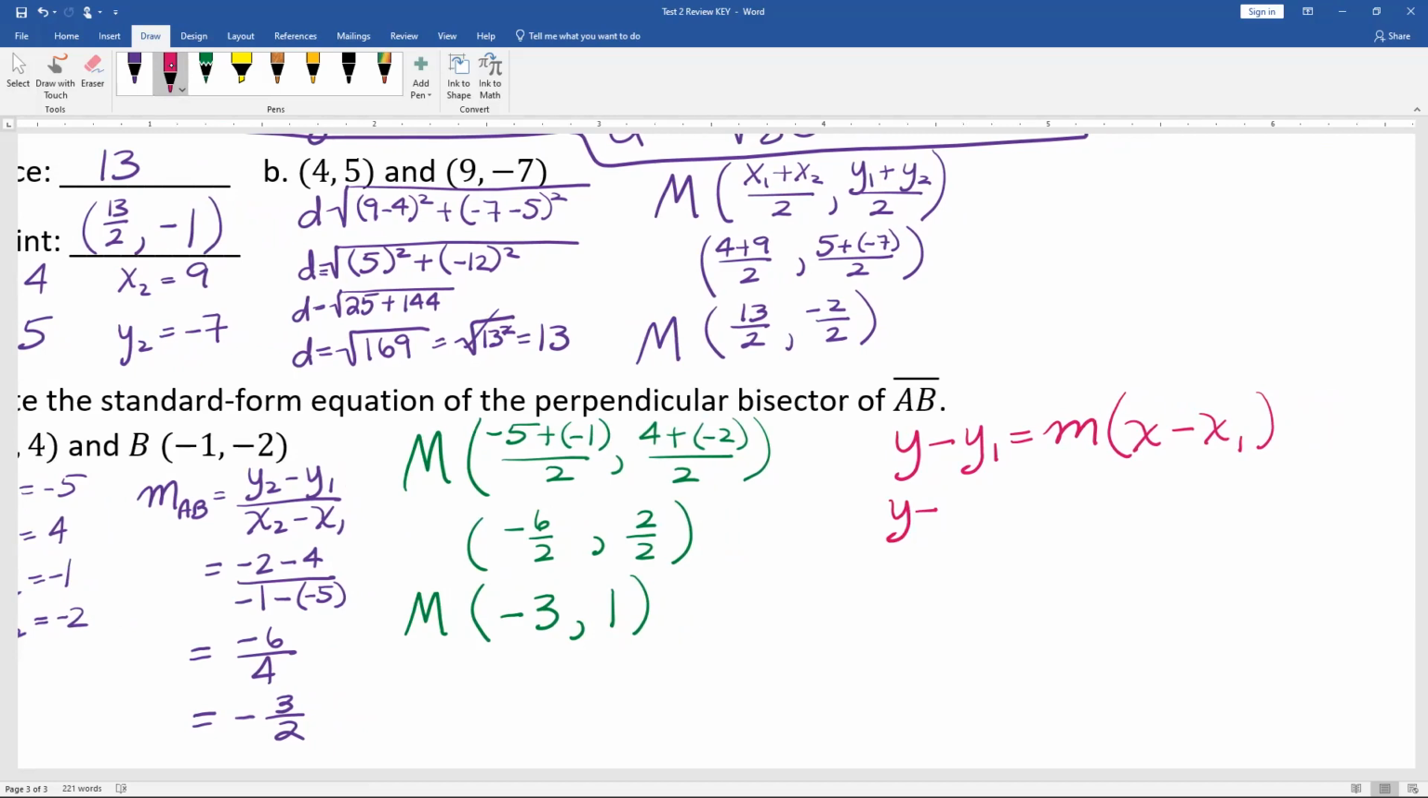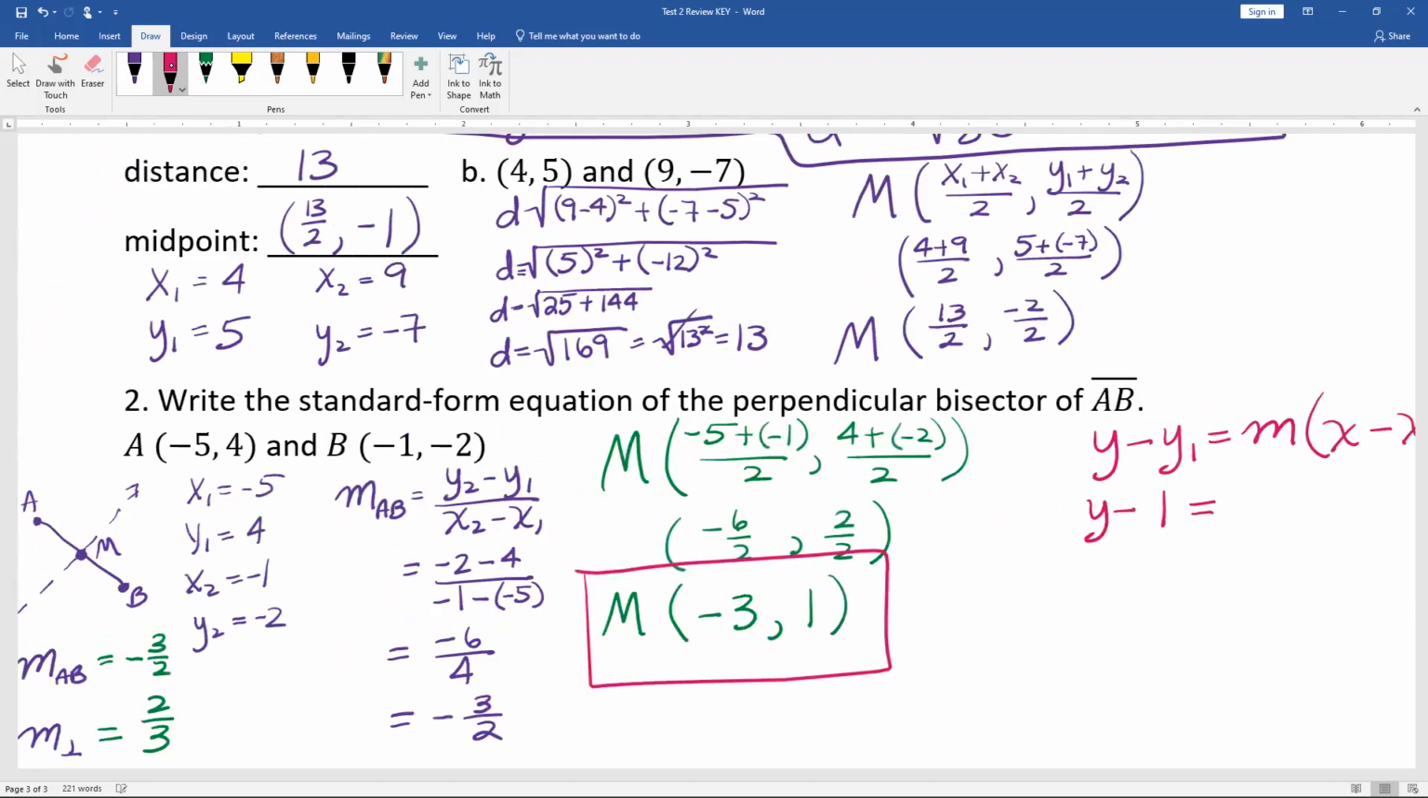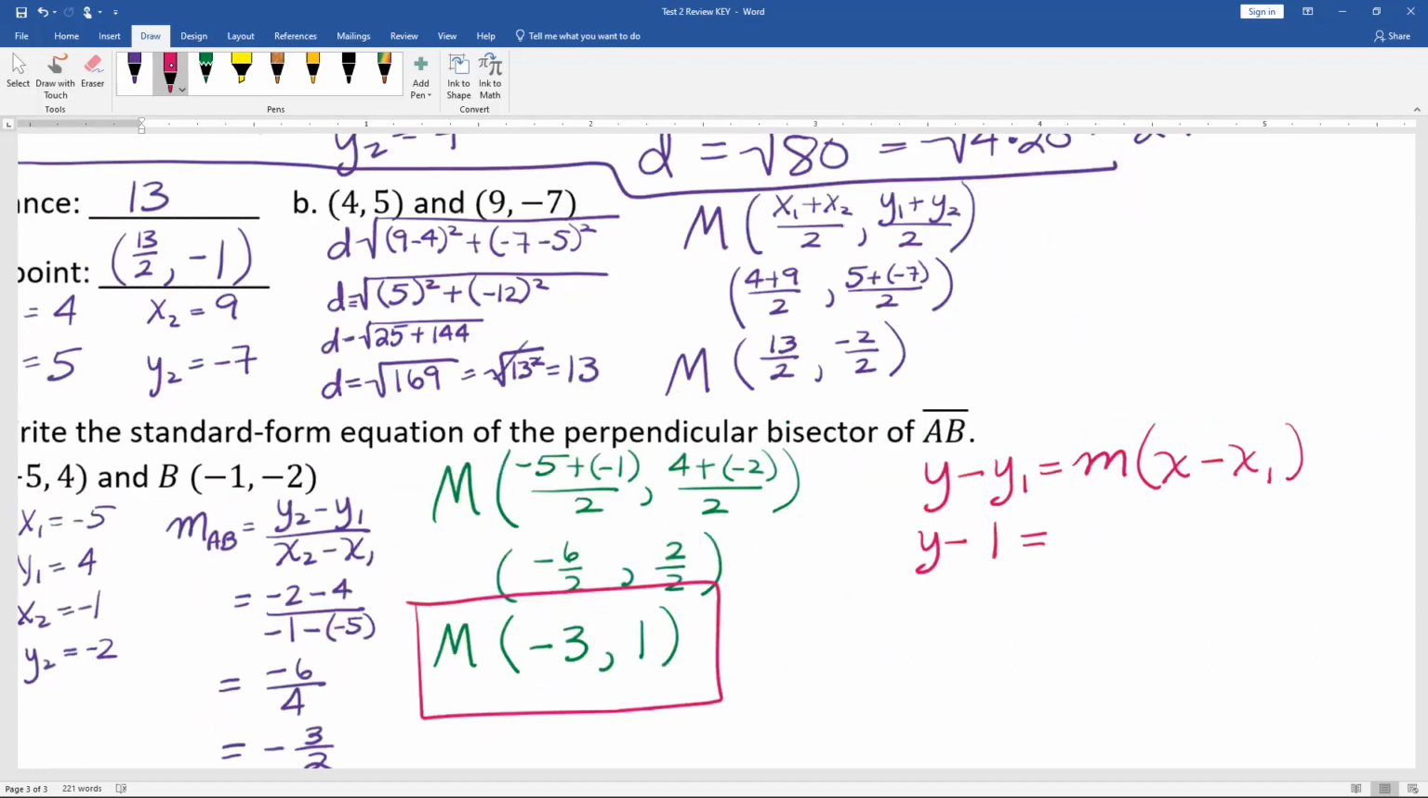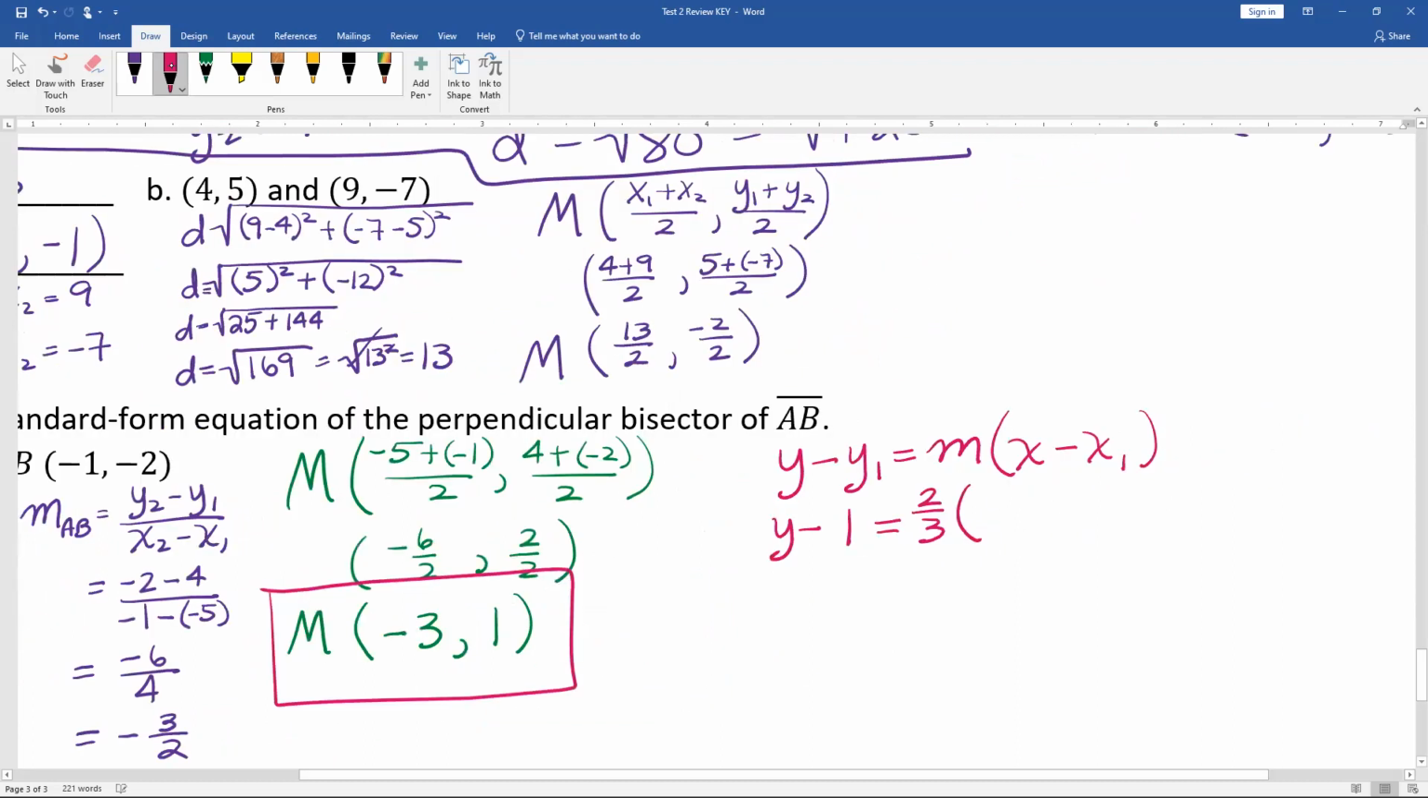What point are we using? My fault. Y minus 1. There we go. Yeah, let's don't forget, use your midpoint. Nope, that's okay. The other ones don't exist on the perpendicular bisector. So y minus 1 equals 2/3, yep, x minus negative... right. Right, which we can simplify to x plus 3.